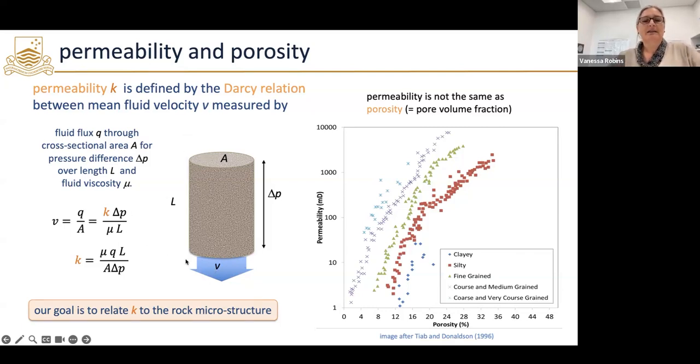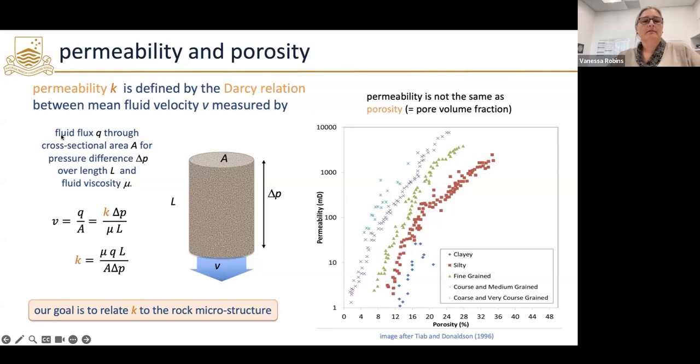So we're trying to understand: if I maintain a particular pressure drop for the fluid across this sample, then that's going to make my fluid flow. And how fast is that fluid going to flow? That's going to depend on how far it's had to travel and this constant of proportionality, which is the permeability, okay?